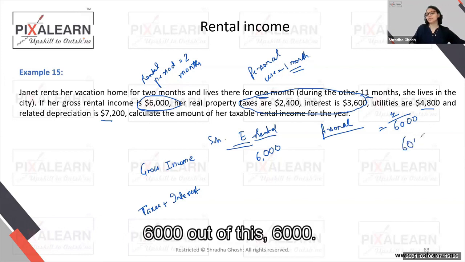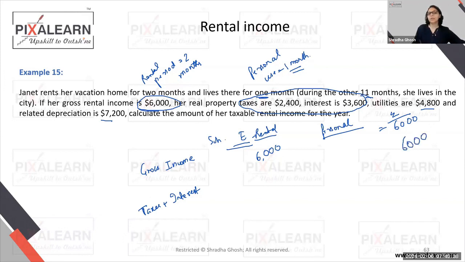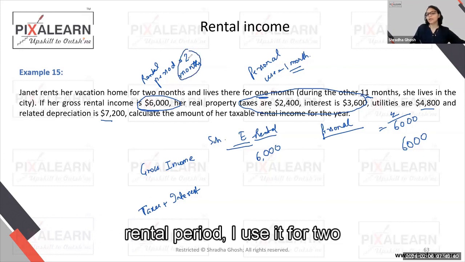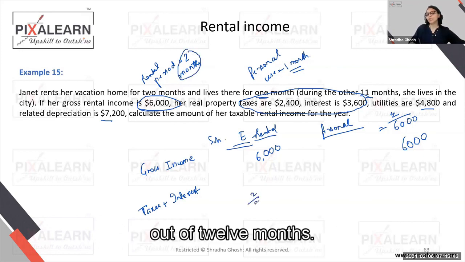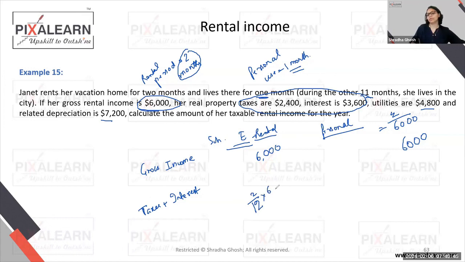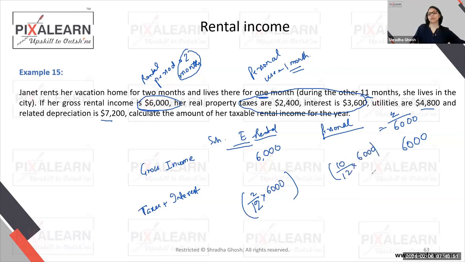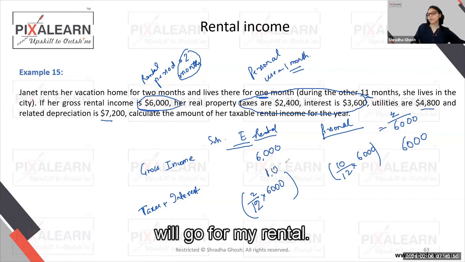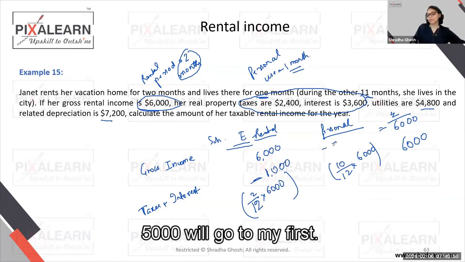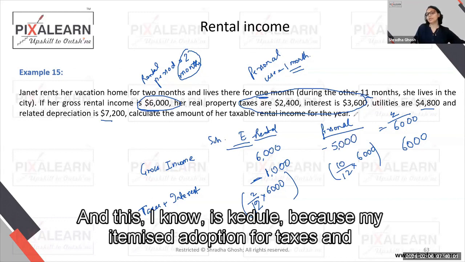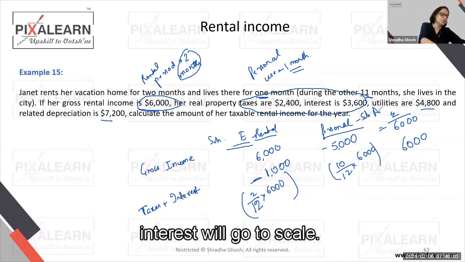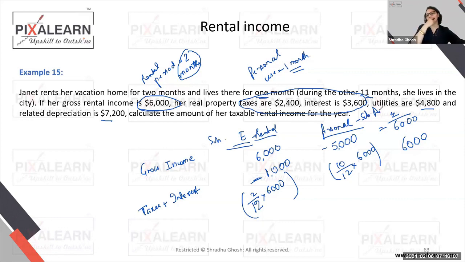And out of this 6,000, what will I do? I'll split it. Why? For the rental period, I used it for 2 out of 12 months, and for personal, I used it for 10 out of 12 months. So I will split it, and then 1,000 will go for my rental and 5,000 will go to my personal. Now this I know is Schedule A, because my itemized deduction for taxes and interest will go to Schedule A.